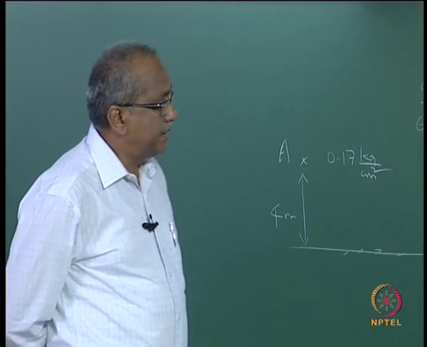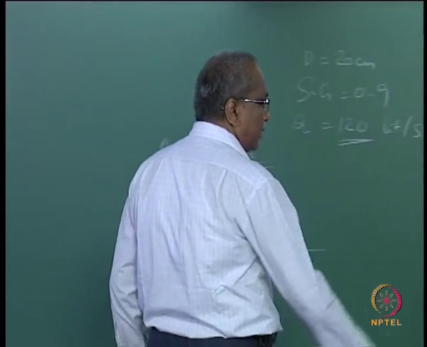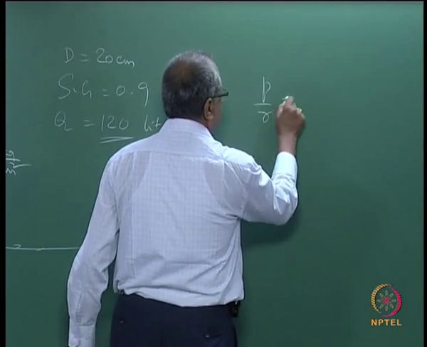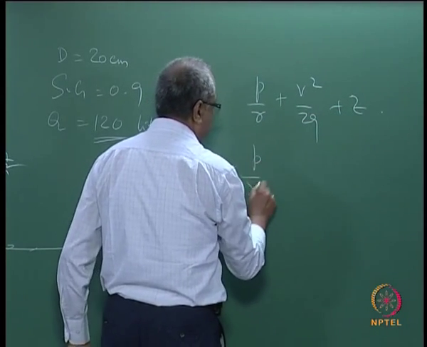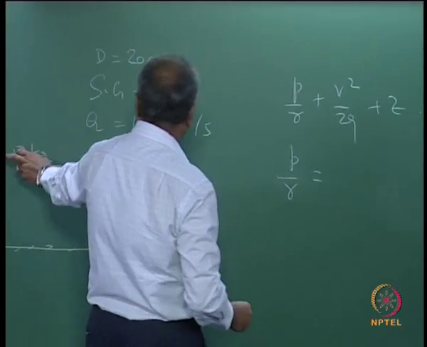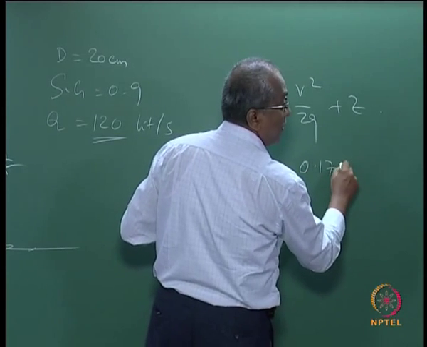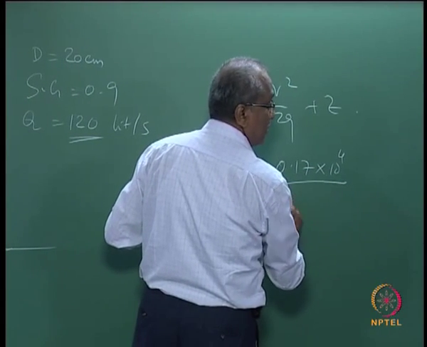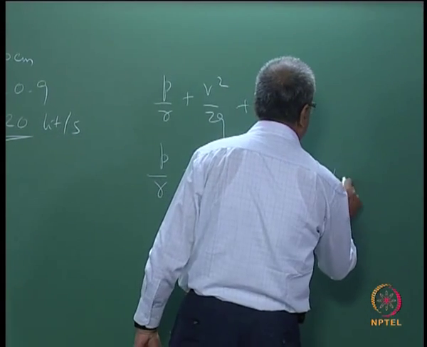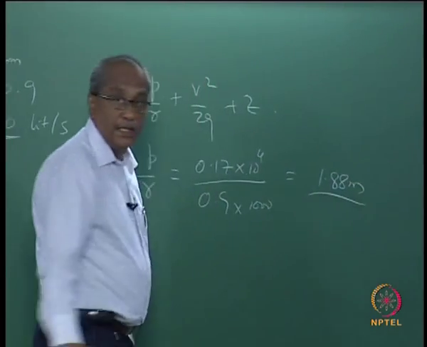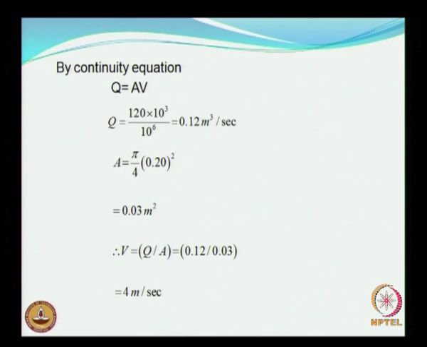So calculate the total energy at this point in meters of oil. It is a very simple problem. You know the total energy is P by gamma plus V square by 2G plus Z. So P by gamma, you need to convert it. So this will be point... specific weight. So specific gravity also has to be taken. So this will come to 1.88 meters of oil. So that is the potential head.